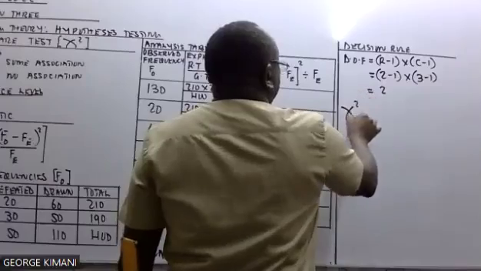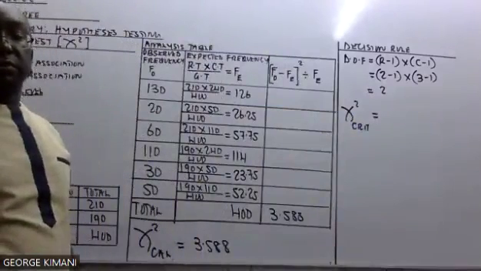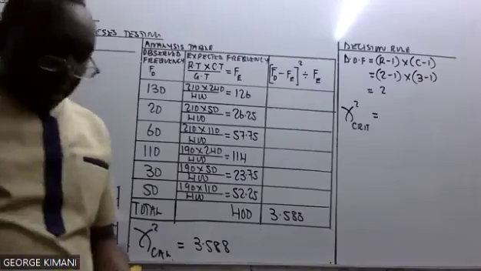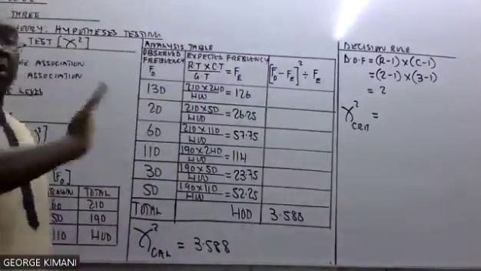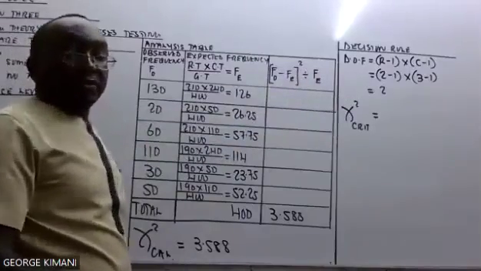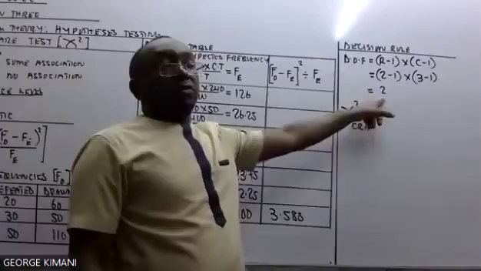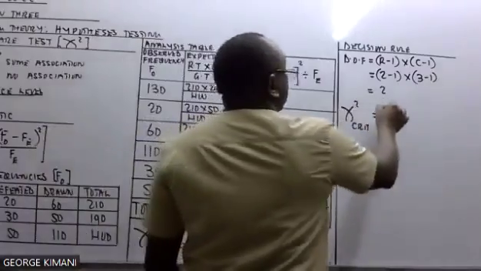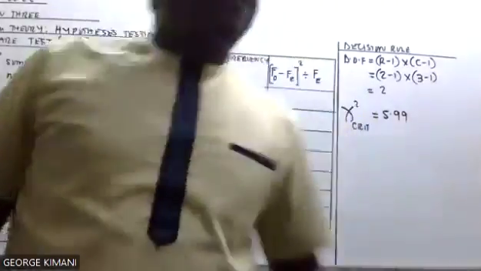So for the chi-square critical, you will need to go to the chi-square table, and you look for 0.05. Yeah, 0.05, and you go to row number 2. The degrees of freedom are 2. So that gives us what? 5.99.